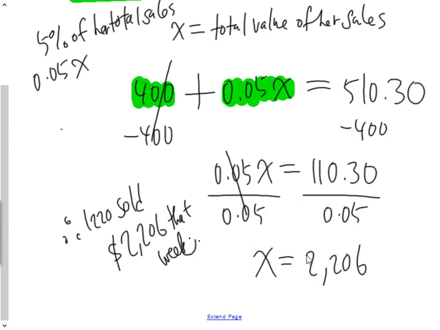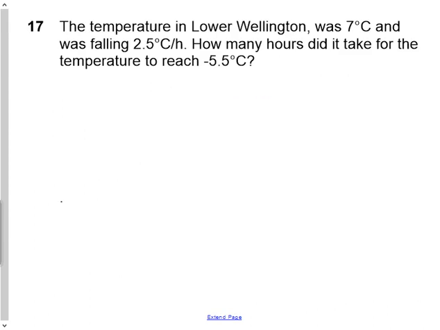Is that the last question, or is there one more? One more. And your last question. The temperature in Lower Wellington. If you've ever been to Wellington, it's a very large metropolitan area. They used to have a pizza place. I don't know if they have one anymore.